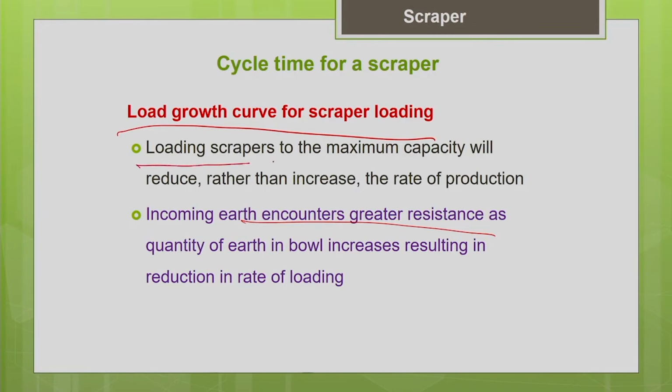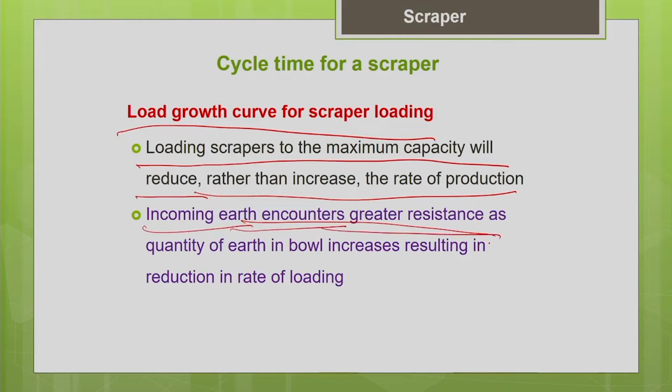Loading scrapers to the maximum capacity will reduce rather than increase the rate of production. So don't try to load the scraper to its maximum capacity. The incoming earth encounters greater resistance as the quantity of earth in the bowl increases, resulting in a reduction in the rate of loading. When the amount of material inside the bowl starts increasing, it offers resistance to the material trying to enter the bowl. That is why the loading rate starts reducing.